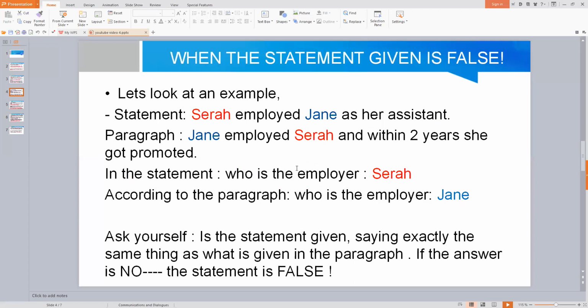So here, the statement is not saying the same thing as what's given in the paragraph. The statement is saying that Sarah is the employer. But the paragraph is not saying that. In the reading passage, it's written that Jane employed Sarah and within 2 years she got promoted. So the statement is saying that Sarah is the employer, but according to the passage, Jane is the employer. So the statement is false. It's not correct. It's false. Okay? So you have to think like this in the exam, and then you can get these questions right.